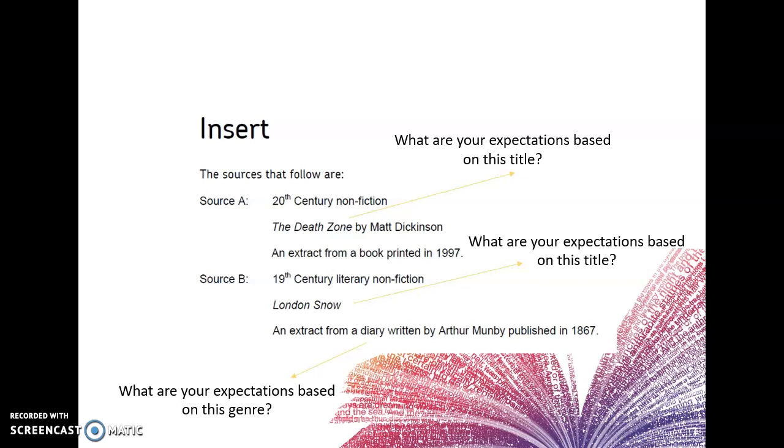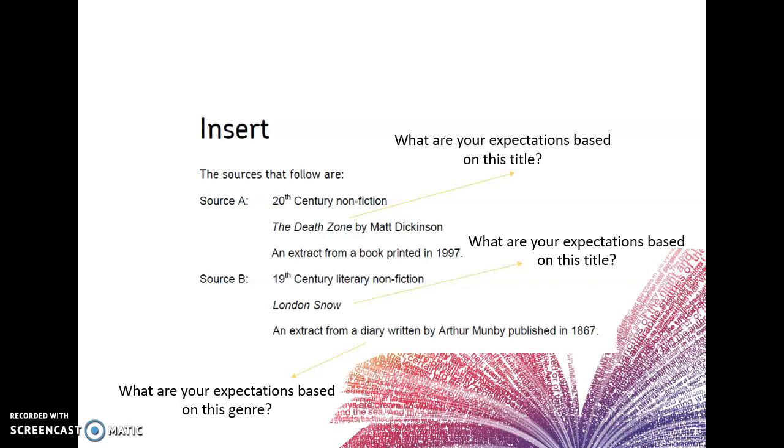Source B is a 19th century literary non-fiction text. It's a little bit older. And you can see it's called London Snow. Again, what are your expectations? So we've obviously got a location of London, which straight away we will have ideas about, and also the fact that it's snow. So we're dealing with something to do with the weather here, and that could be the common theme across both of these texts.